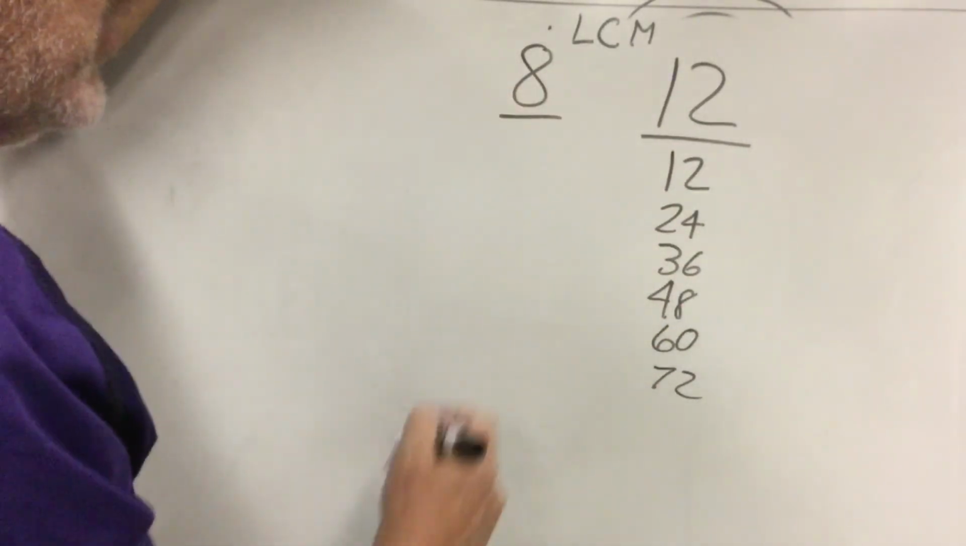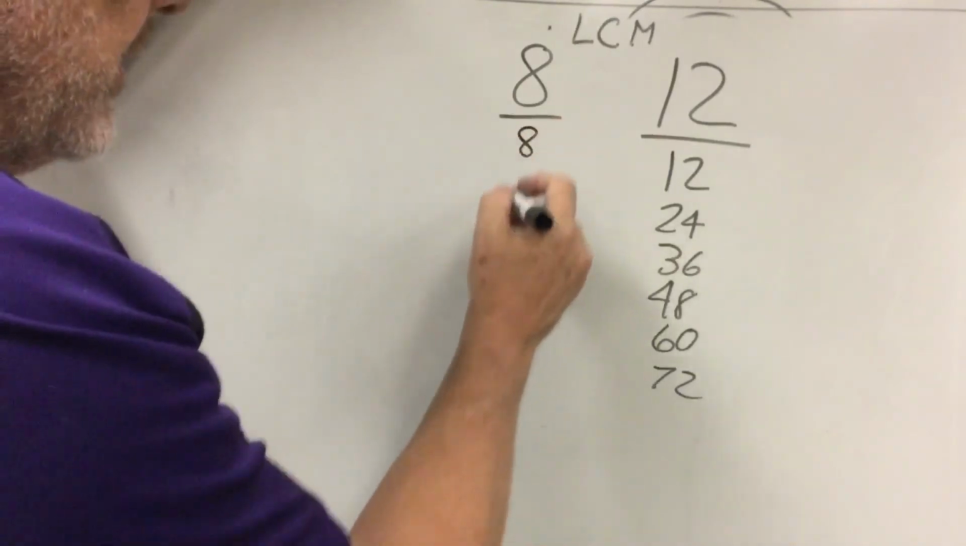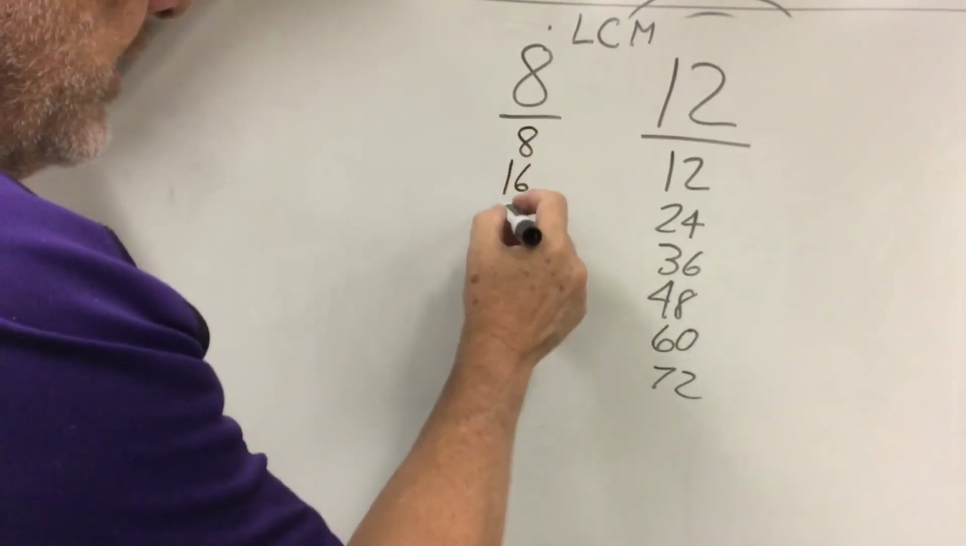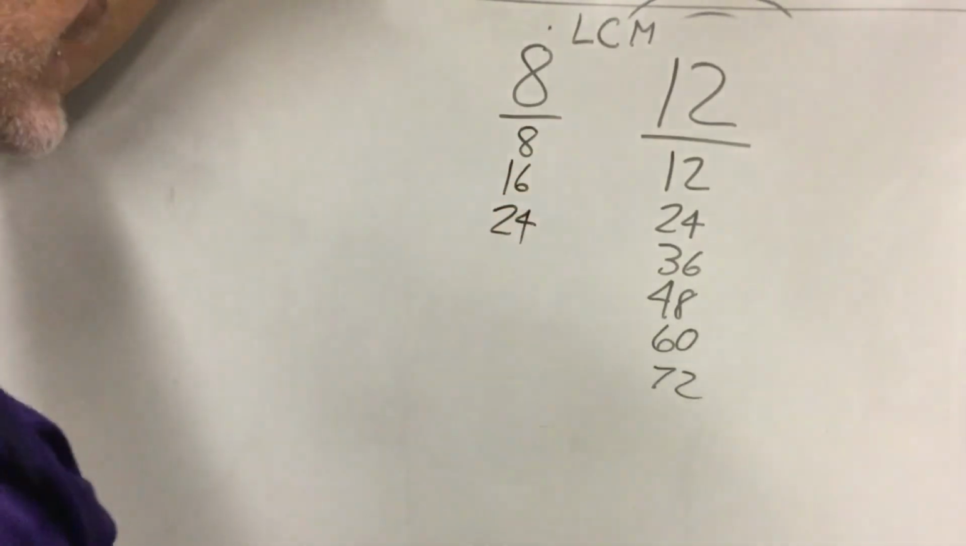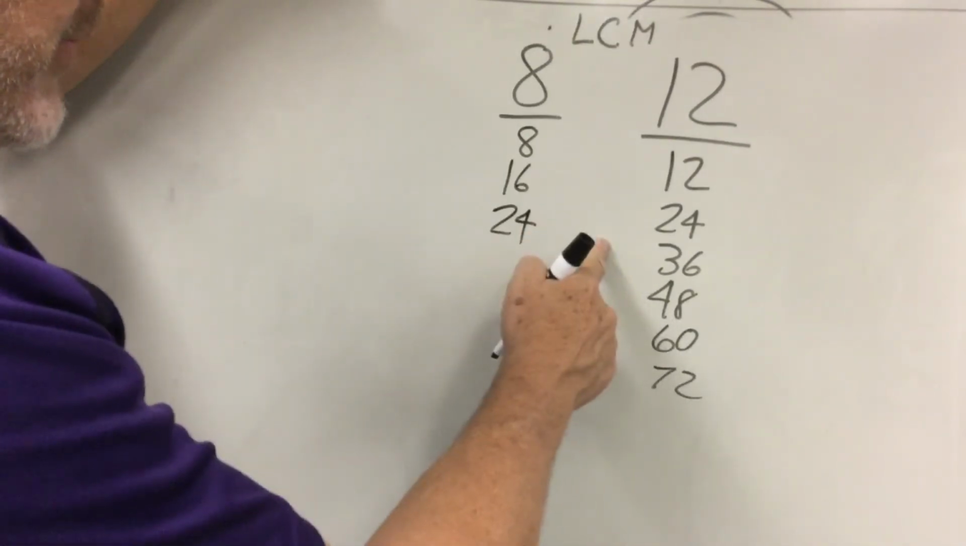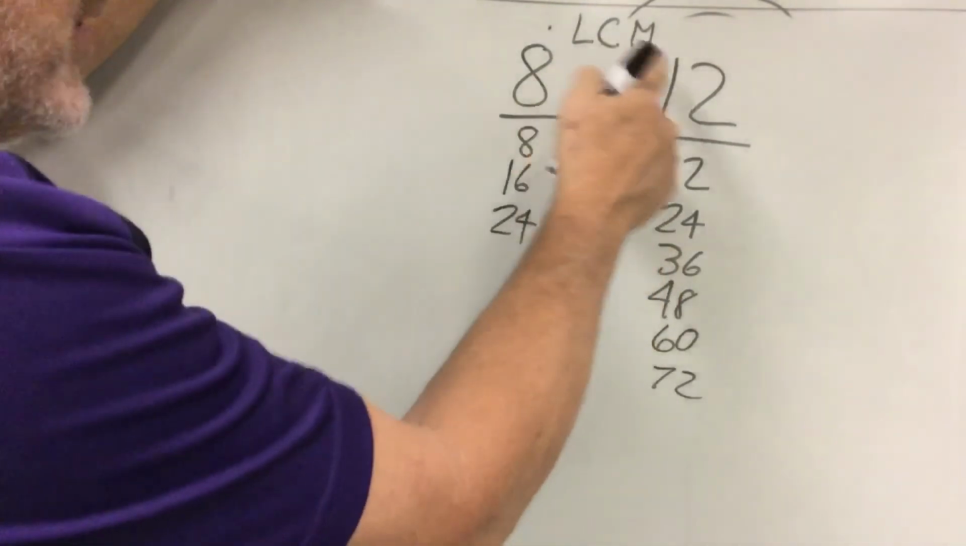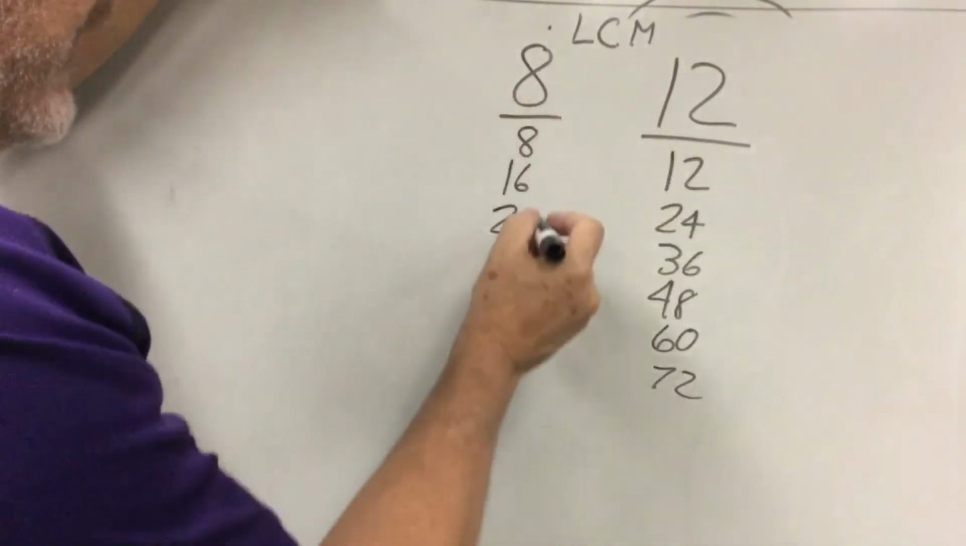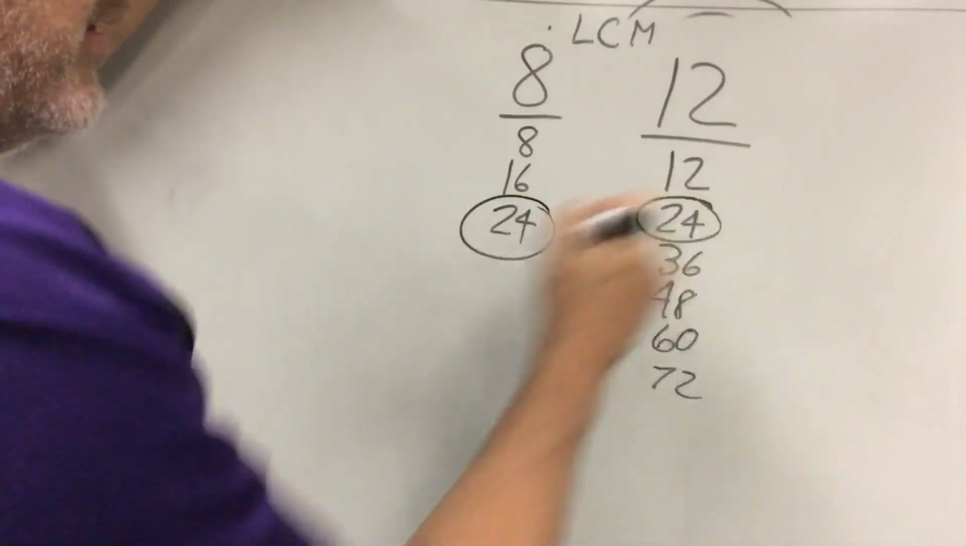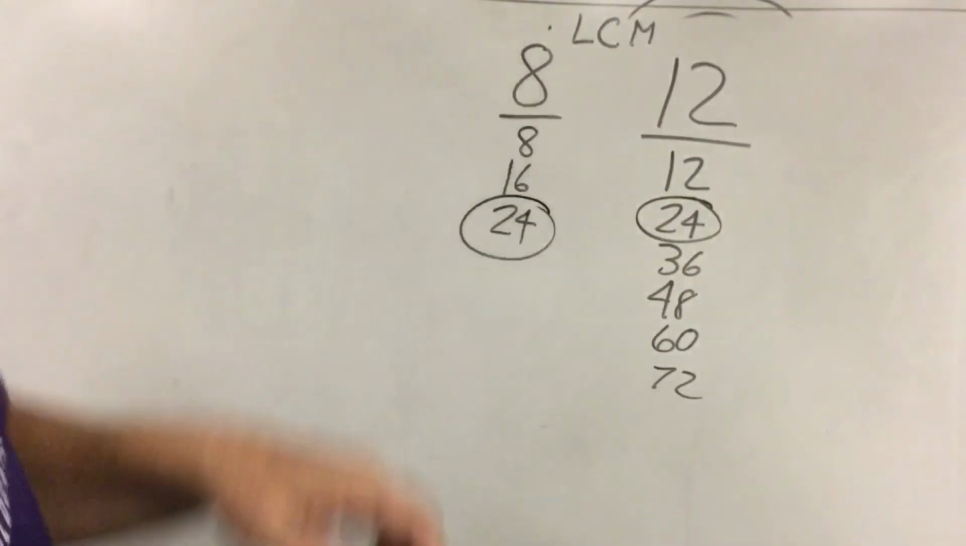Now we're going to list the multiples of 8. 8, 16, 24. Okay? So we see right now that the least common multiple of 8 and 12 is the number 24.